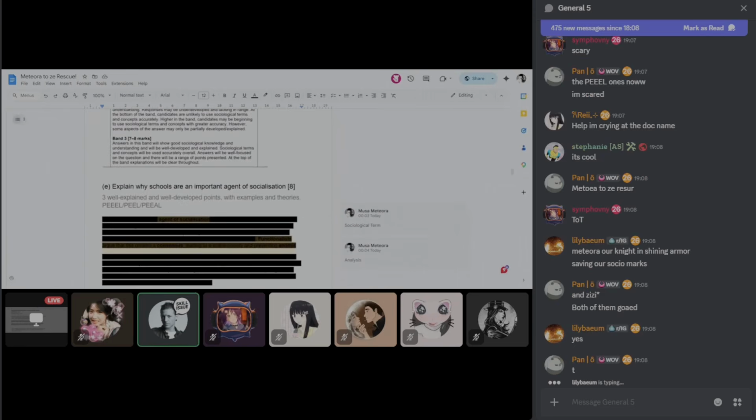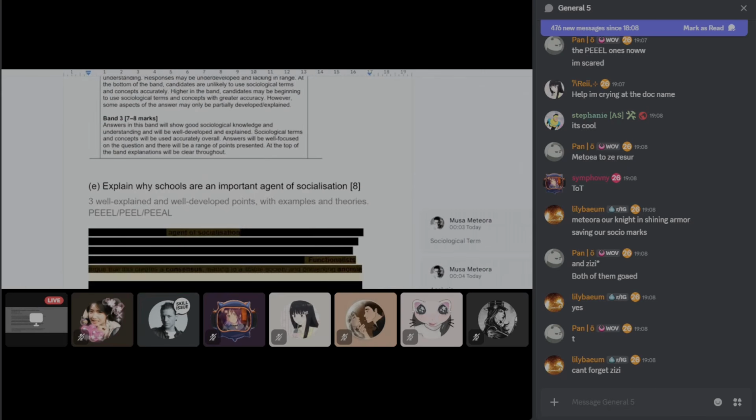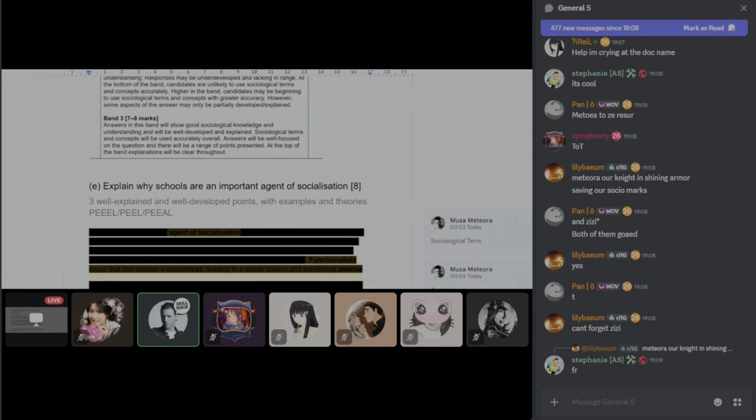So we are going on to the eight marker. Let me just explain this format. Three well explained and well developed points. For example, in the six marker, you only needed explanation or evidence or example. You will need all three in here with examples and theories. Now, this is the interesting part. If you mention sociological theories and sociologists, examiners really love those.